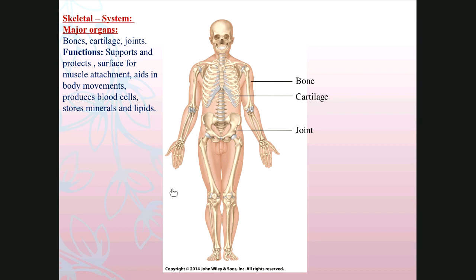The skeletal system will include bones, cartilage, and joints. Some of the functions of the skeletal system will include supporting our body posture. It's going to protect. It has the surfaces for muscle attachments, which will aid in body movements. Within the skeletal system, or bones, we have the ability to produce blood cells, store minerals, and lipids.